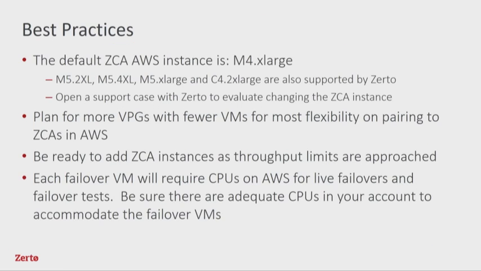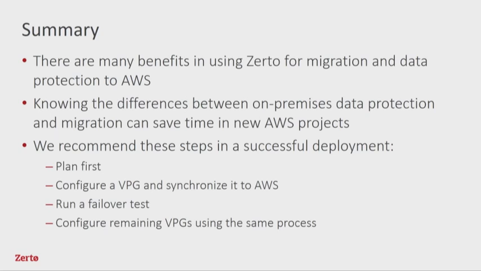So those were our main best practices we've collected. So the summary is there's a ton of benefits of going to the public cloud with Zerto, both for migration or for data protection. Be aware of some of these differences so you'll be successful right out of the chute. And then we recommend you take the plan first, do a small VPG or set of VPGs, monitor it, then do the rest of your VPGs as you deploy and as you grow your installation. Very good. Any questions?